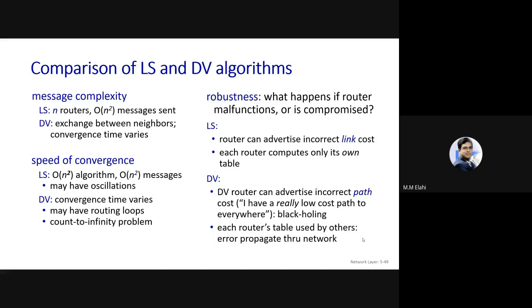That can happen. We cannot do anything about this. But in case of link state, each router computes only its own table, as I said already. In case of distance vector, each router's table is used by others through iterations. So if a node receives a wrong value, it updates its own table and sends the updates with the wrong value. So the wrong value will propagate. So these are some of the comparisons between link state and distance vector, okay?